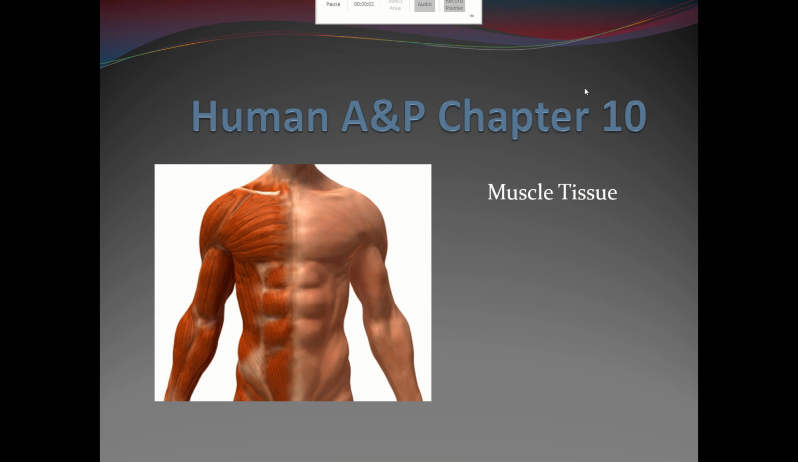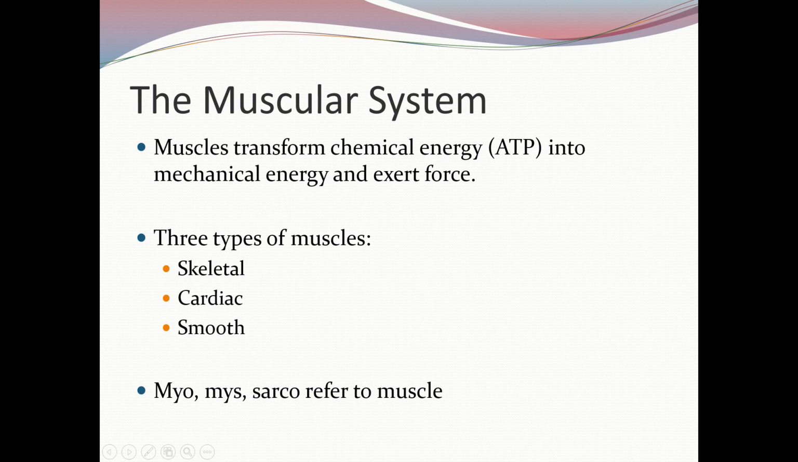This lecture is on Chapter 10, Muscle Tissue. What is the muscular system? Muscles transform the chemical energy of ATP into mechanical energy and exert force. There are three types of muscles: skeletal, cardiac, and smooth. Please note that the prefixes myo, mys, and sarco refer to muscle tissue.